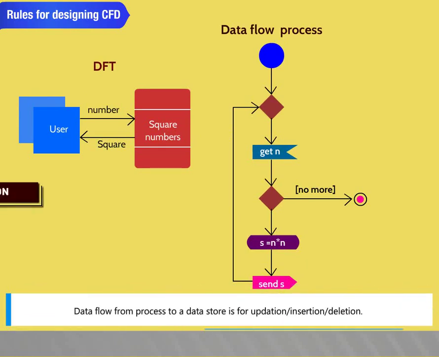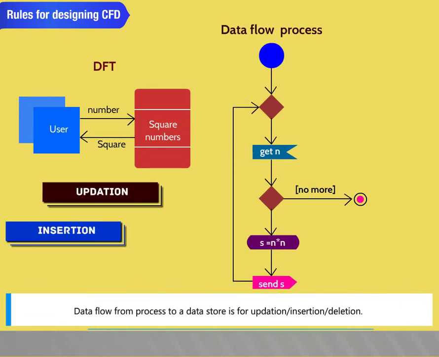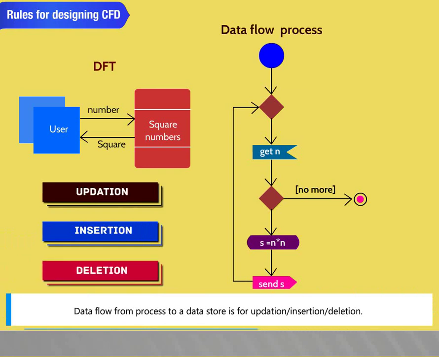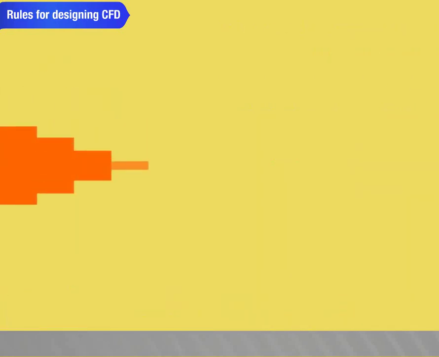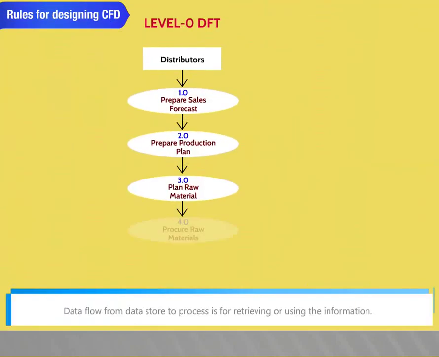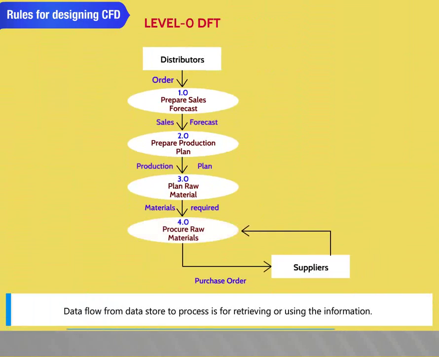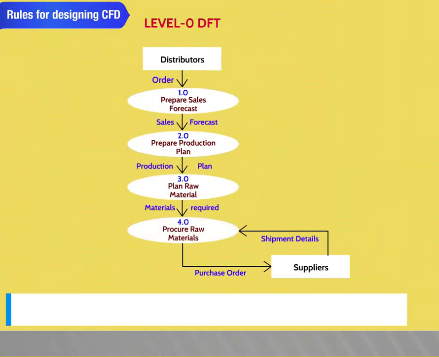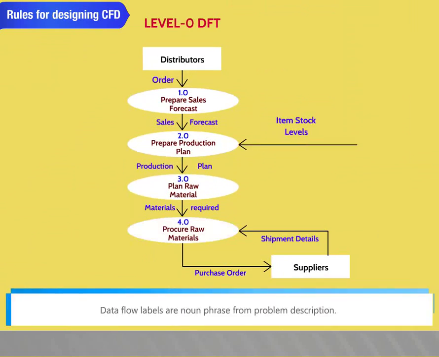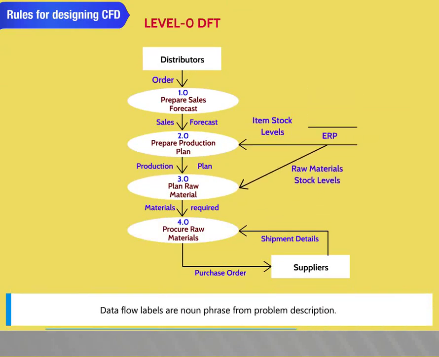Data flow from process to a data store is for updation, insertion, deletion. Data flow from data store to process is for retrieving or using the information. Data flow labels are noun phrases from problem description.